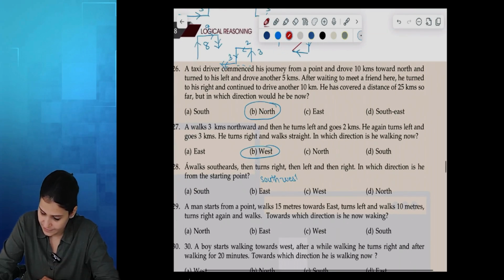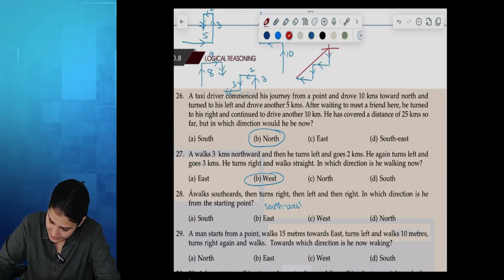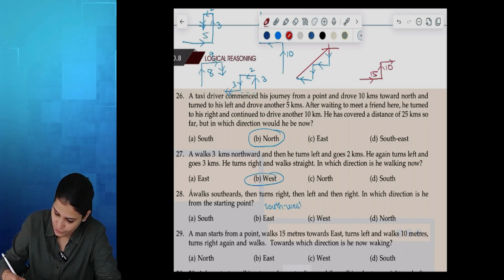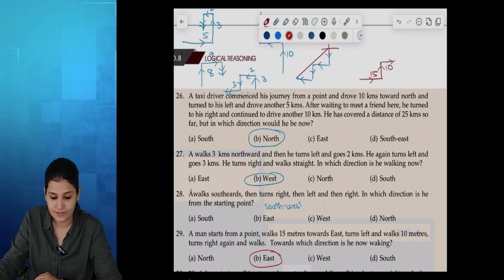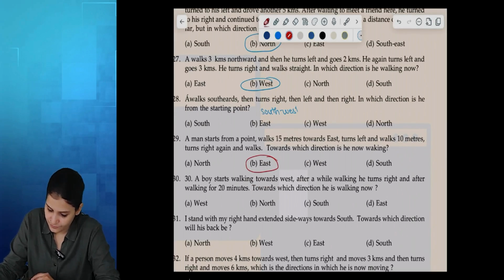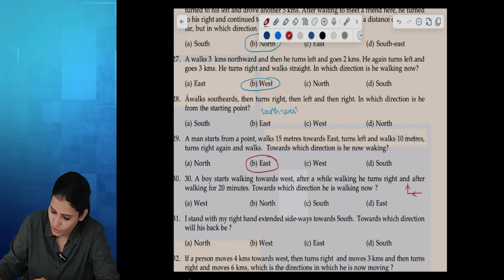29. Ma'am, east. Very good. A man starts from a point, walks 15 meters towards east, turns left and walks 10, turns right again and walks. He is now walking in the east side. Done? Yes, ma'am. 30. North, ma'am. A boy starts walking towards west. After a while, he takes a right turn, and after walking for... north.